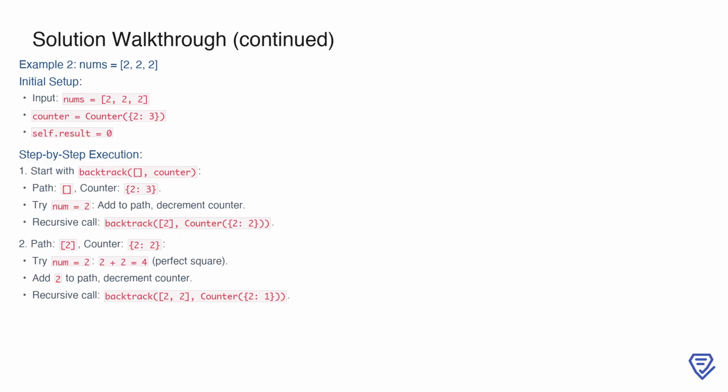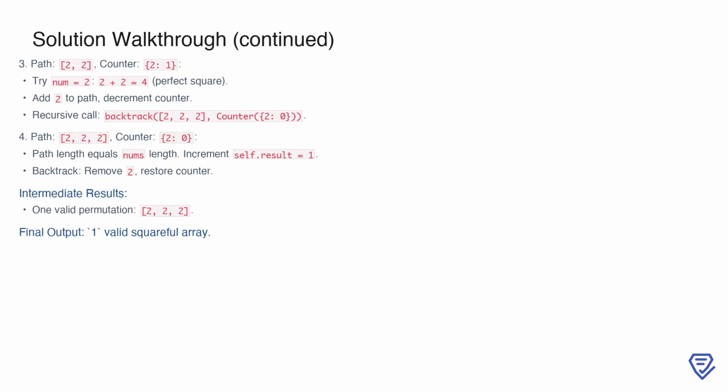From here, we again try adding 2 to the path. Since the sum 2 plus 2 equals 4, a perfect square, we add 2 to the path, further decrement the counter, and make another recursive call. Continuing from the path [2, 2], with the counter now at {2: 1}, we try adding the last remaining 2. The sum 2 plus 2 equals 4, which is a perfect square, so we add 2 to the path, decrement the counter again, and make a recursive call with the complete path [2, 2, 2].